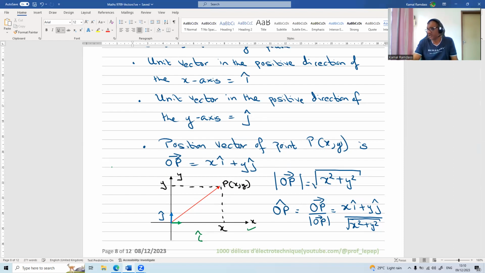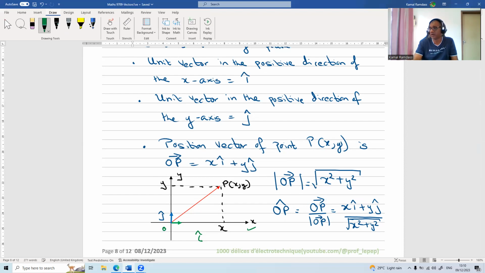Bon, il dit que ça, c'est son origine. Il dit que mon point P with coordinate x, y. Bon, moi, je vais dire x1, y1, pour ne pas faire confusion avec the axes.